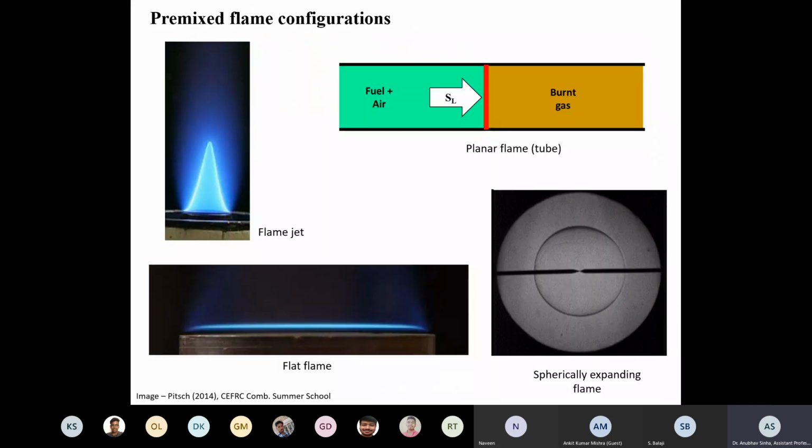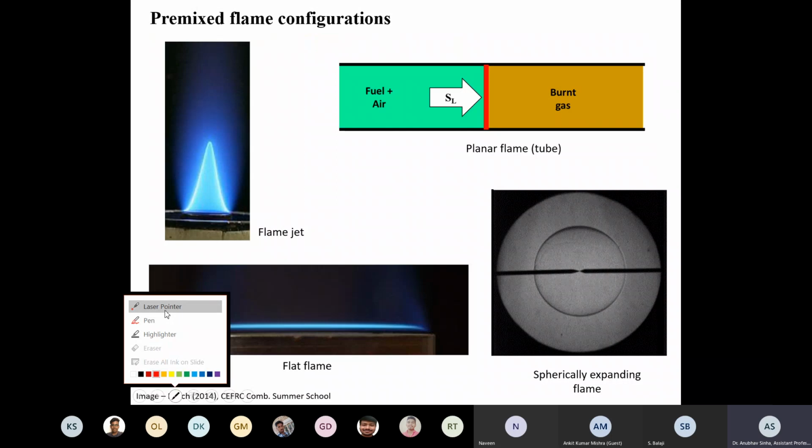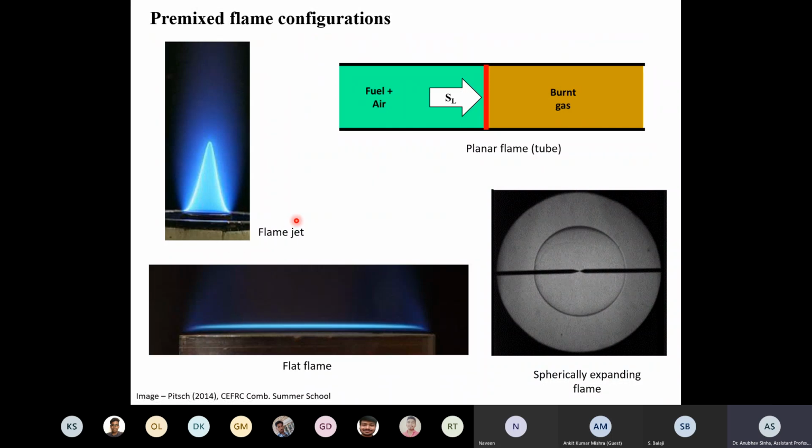So now let us look at premixed flames, what we discussed in the last chapter. What are the various configurations we saw for premixed flames? Then we'll compare that to diffusion. So this is a flame jet. Okay, Bunsen burner. This gives a gas jet which burns. So we can call it a flame jet.